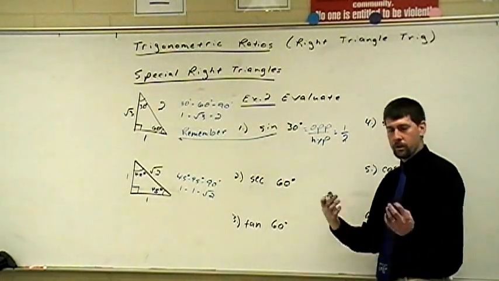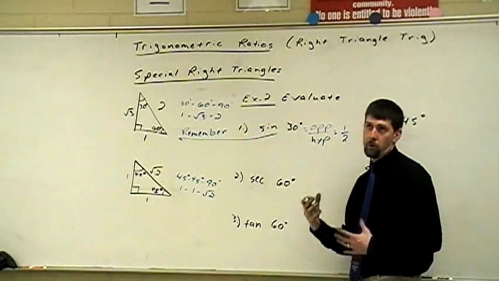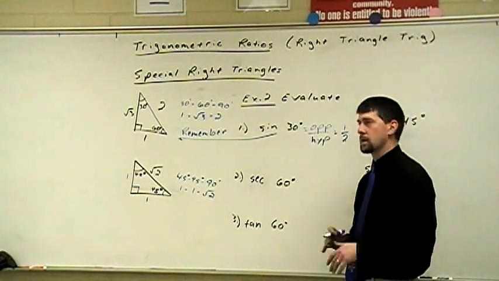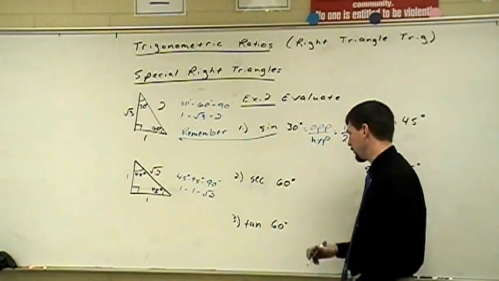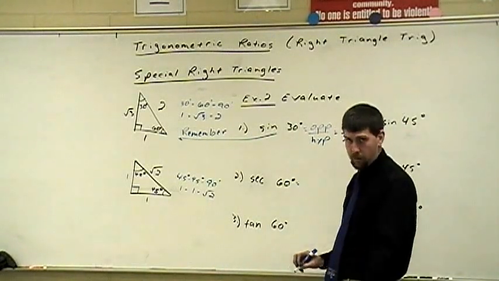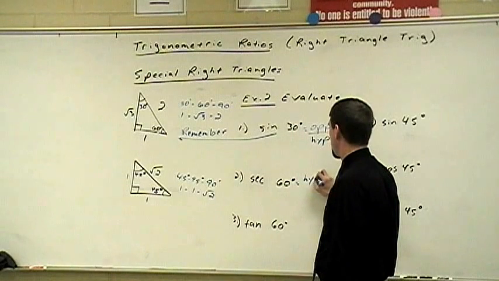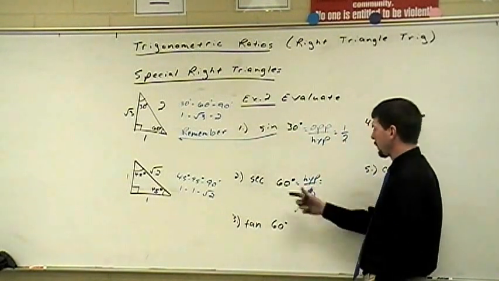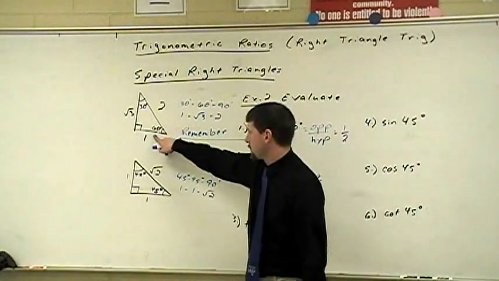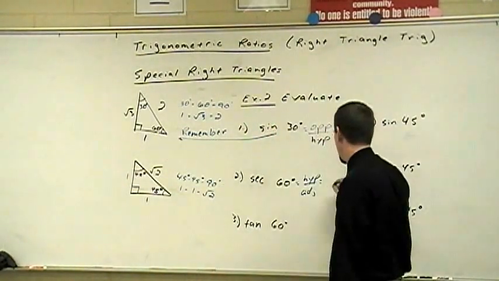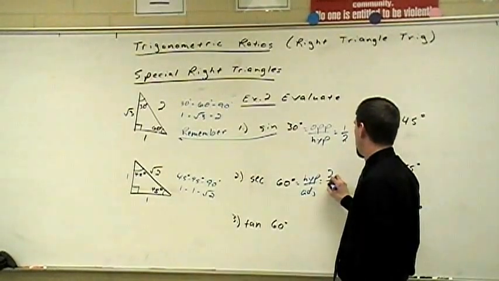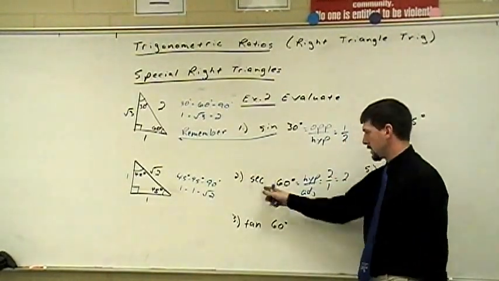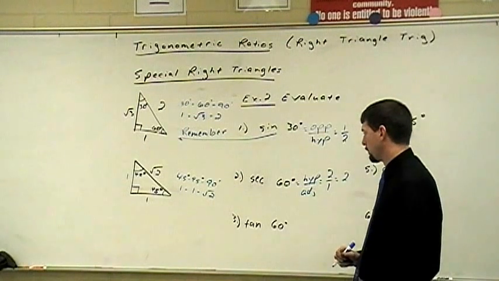Secant of 60 degrees, going through the same thought process. Remember your ratio first. Secant is the reciprocal of cosine. Cosine was adjacent over hypotenuse. So the reciprocal of adjacent over hypotenuse is hypotenuse over adjacent. Well, for 60 degrees, what's the hypotenuse of the 60-degree angle? 2. What's the side adjacent? 1. So we get secant of 60 degrees is 2.